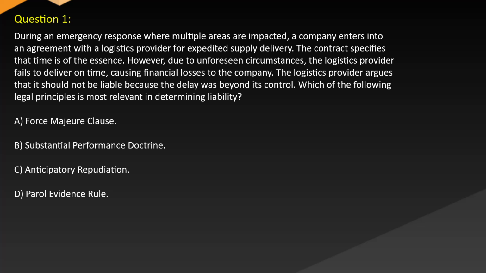The logistics provider argues that it should not be liable because the delay was beyond its control. Which of the following legal principles is most relevant in determining liability? A. Force majeure clause. B. Substantial performance doctrine. C. Anticipatory repudiation. D. Parol evidence rule.